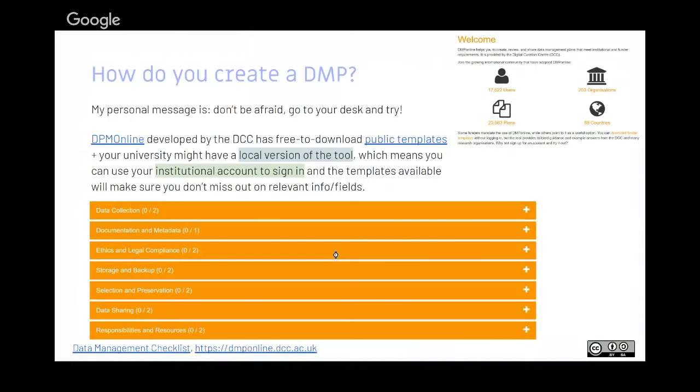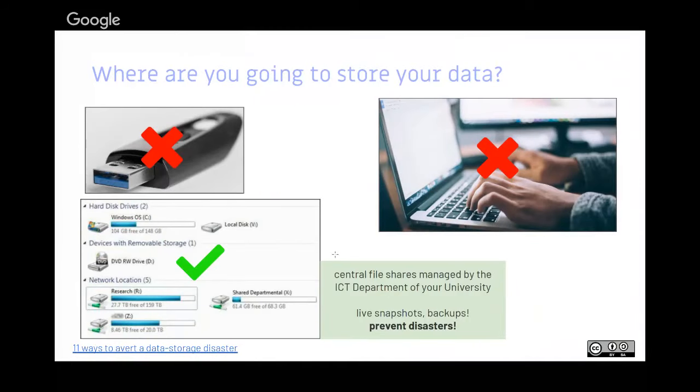The 3 major things that I would like to tell you about a data management plan: try to avert a data storage disaster. Where are you going to store your data during your research? On your USB? No, absolutely not. On your computer? Absolutely not. You might not know about it, but chances are very high that the ICT department of your university has central file shares, and that's where you want to be. That's where your data wants to be, because that has live snapshots, that has backups, and you don't want to have a data disaster in the middle of your PhD, of your research. You really don't want that.